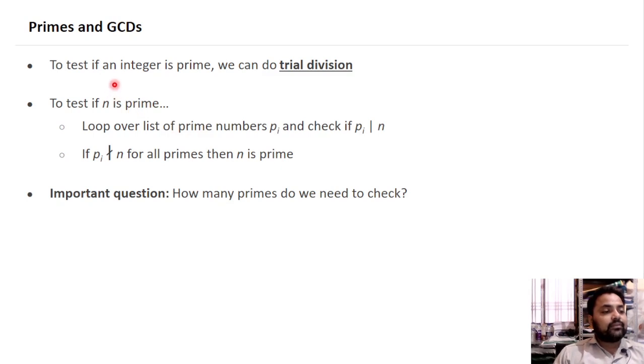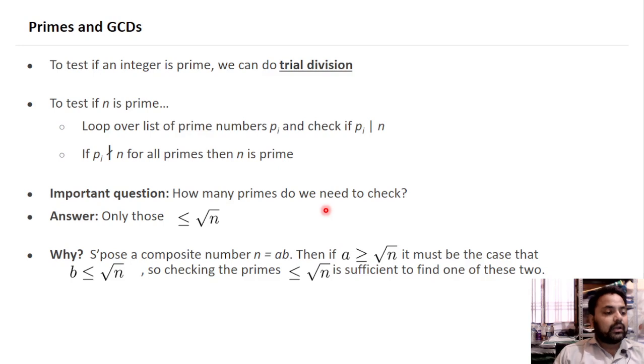To test if an integer is prime, we can do trial division. To test if n is prime, loop over the list of prime numbers pi and check if pi divides n. If pi doesn't divide n for all primes, then n is prime. Important question: how many primes do we need to check? Answer: only those less than or equal to the square root of n.